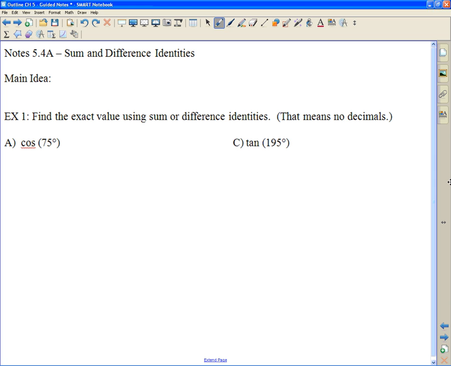5.4a, sum and difference identities. The main idea here is that you can't distribute a function. So some people will think that the sine of 30 degrees plus 60 degrees might be possible, that we could say, oh, that's the sine of 30 plus the sine of 60. Well, unfortunately, it doesn't work this way. This is not allowed. Meaning you can't distribute a function. You can distribute values, but not functions.